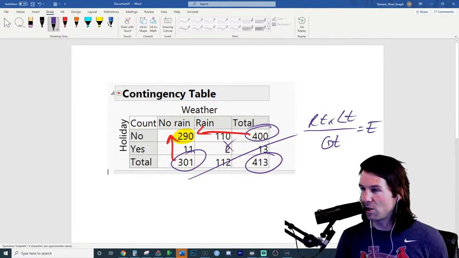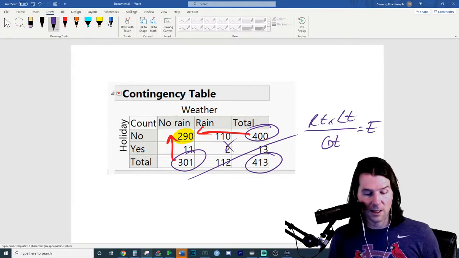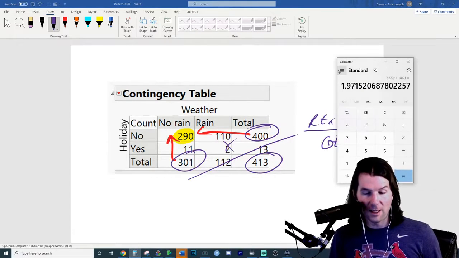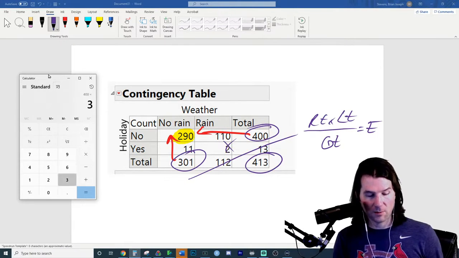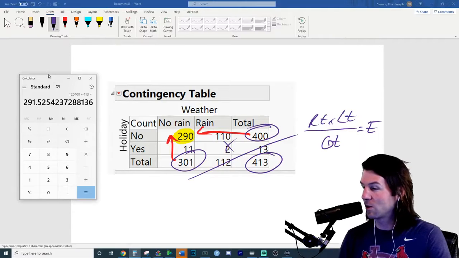That might be right. Great job right there. Good practice if you got it. Yeah, that sounds about right. Excellent work. And let's go right here. Let's do 400 times 301 divided by 413. Excellent work, great job right there.